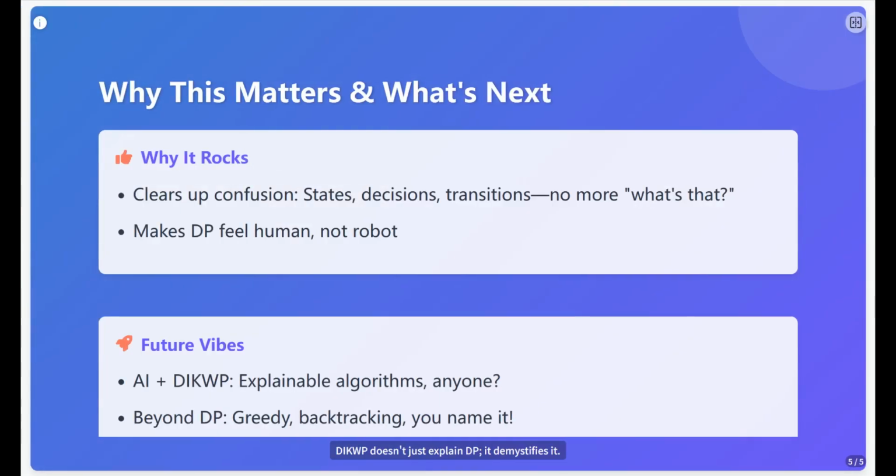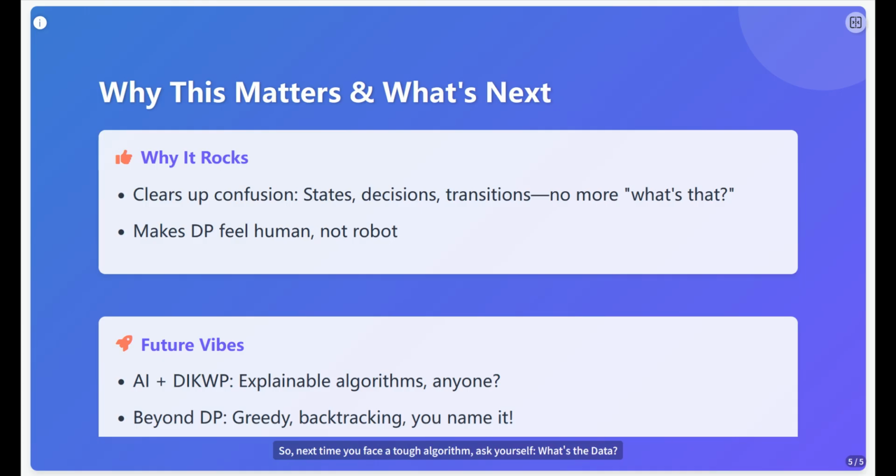DIKWP doesn't just explain DP, it demystifies it. It connects the dots between abstract concepts and concrete actions. You start seeing the why behind the what. Looking ahead, this kind of semantic thinking could be huge for AI, making algorithms more understandable. Plus, this framework isn't just for DP, it's a powerful lens for many other complex problems.